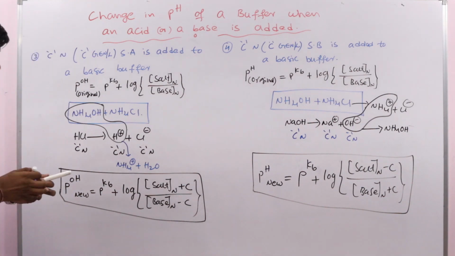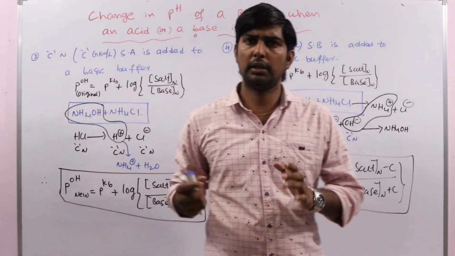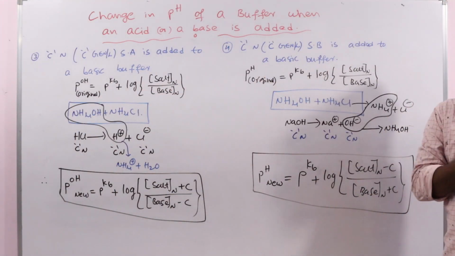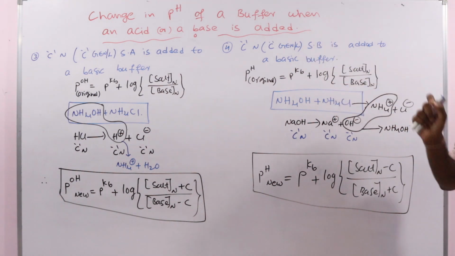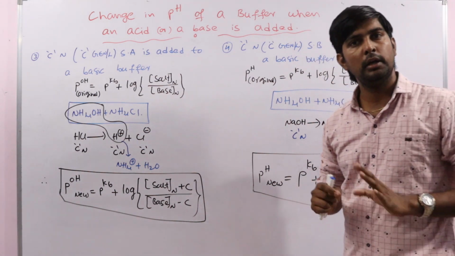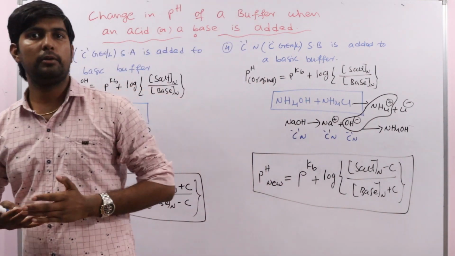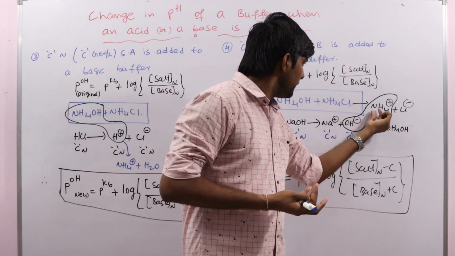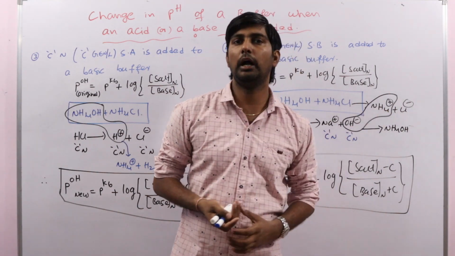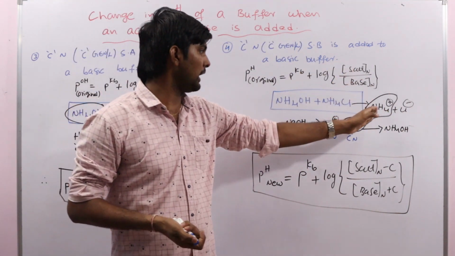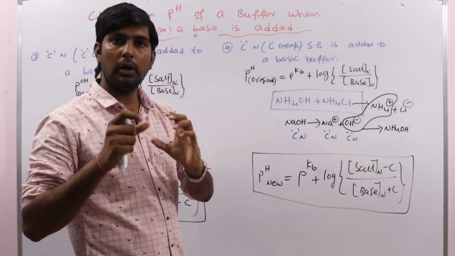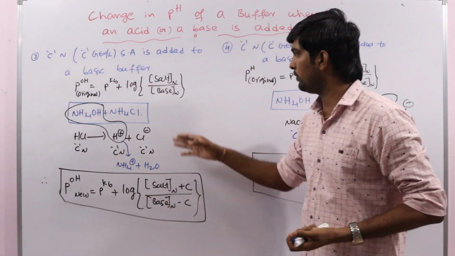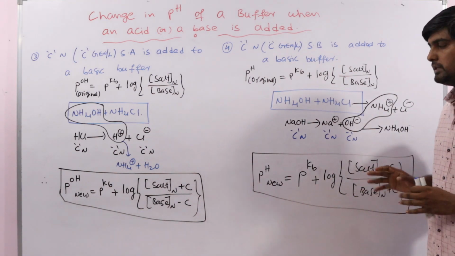Yes or no? See, very simple. Don't try to learn it by heart. When acid is added to the acidic buffer, acid cannot react with acid. Yes or no? When base is added to the basic buffer, base cannot react with base, so it will react with the cation present in the salt, or the conjugate acid of the base. If you understand this concept, it is very simple, and from this we can easily write the formula.